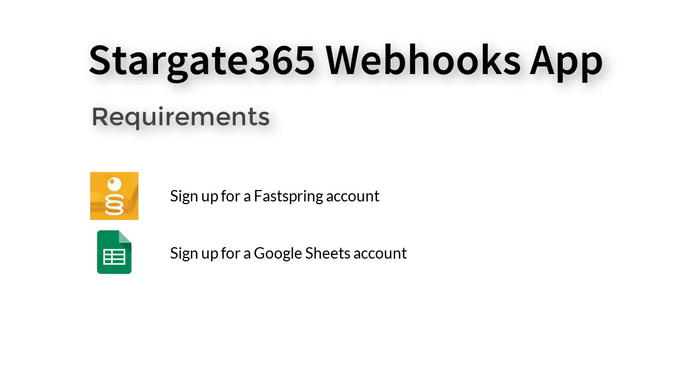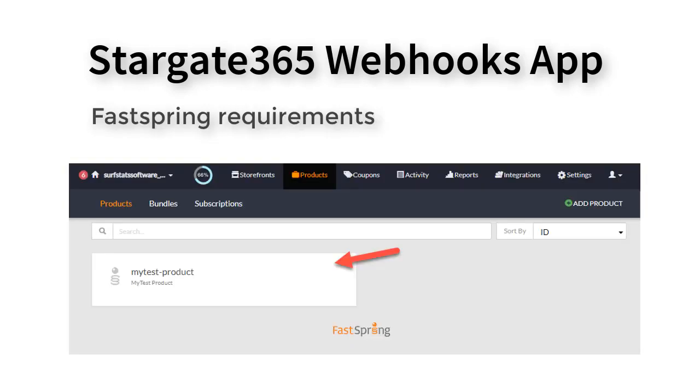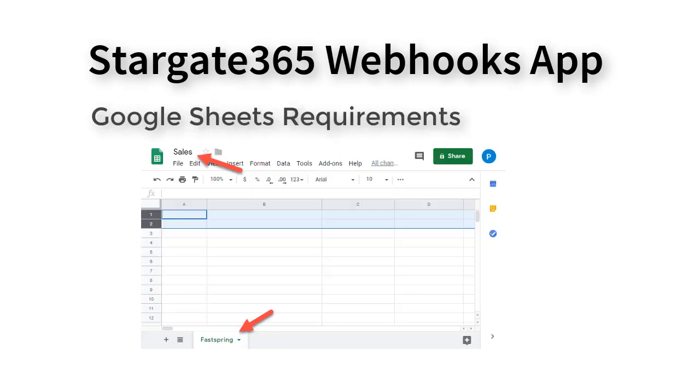There are some requirements you need before starting. You will need to sign up for a Fastspring account, sign up for a Google Sheets account, and sign up for a Stargate 365 account. For your Fastspring account, you'll need at least one product so that its information can be sent to the Stargate 365 webhook. For the Google Sheets account, you will need to create a Google spreadsheet and name it Sales. Create a worksheet in Sales and name it Fastspring.